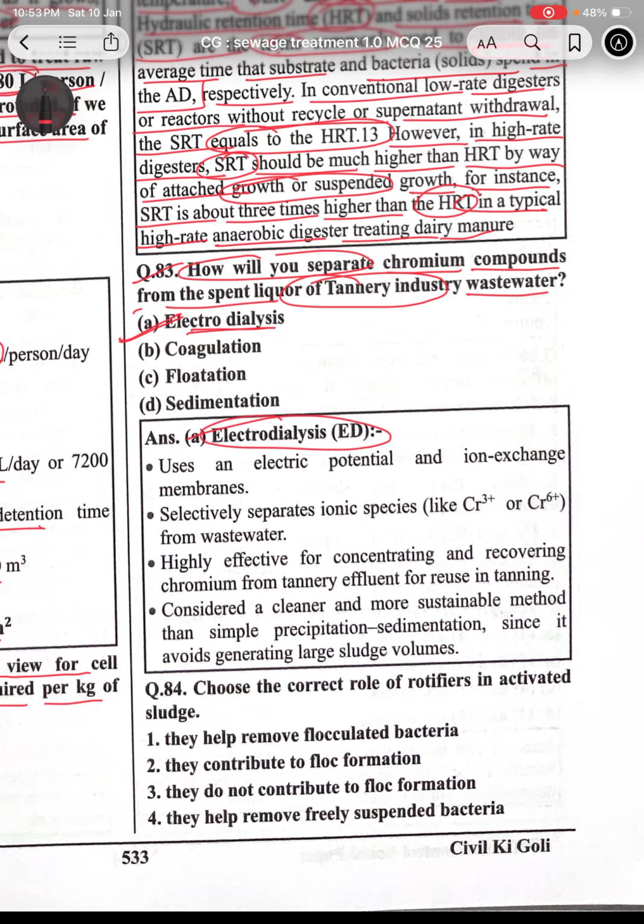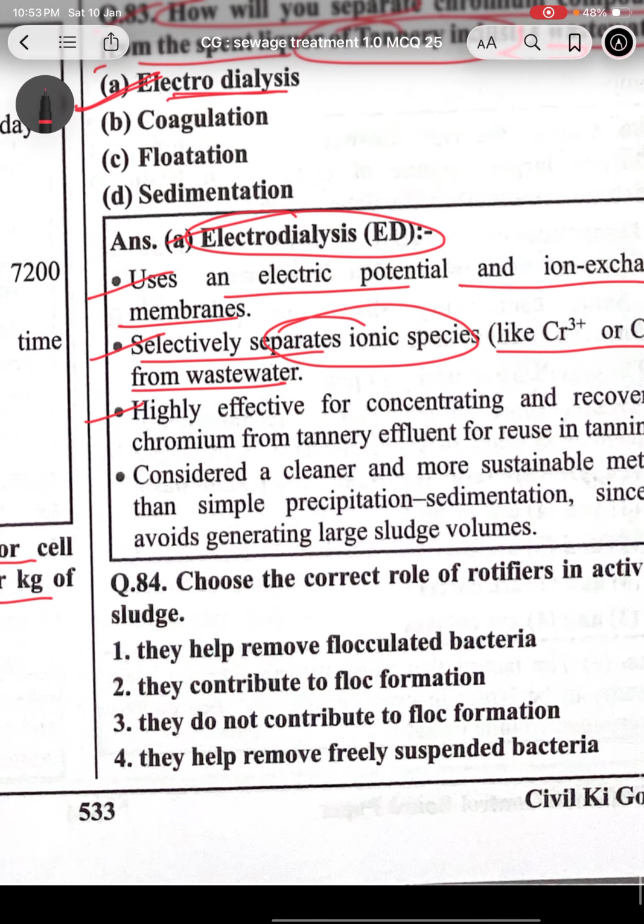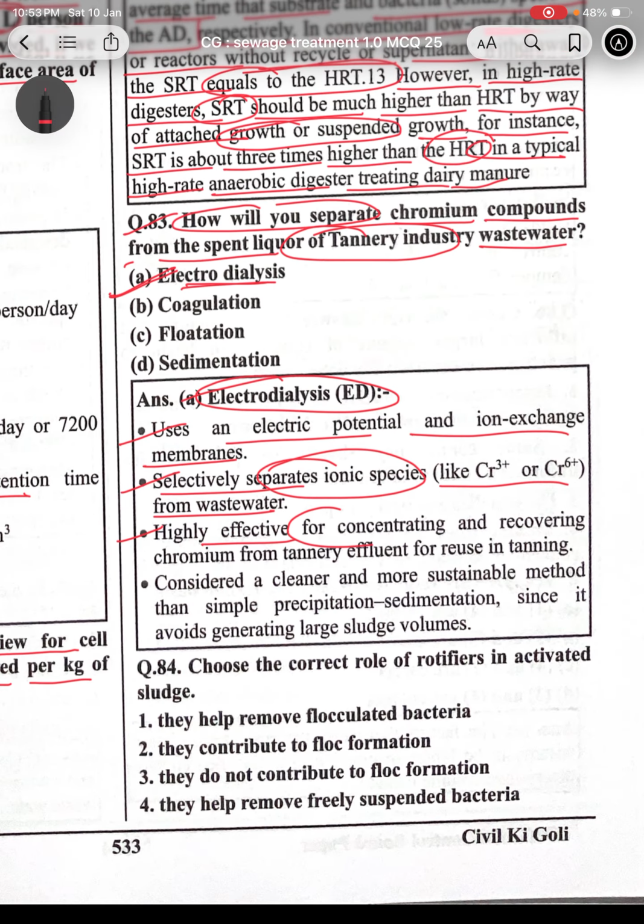Electrodialysis. Electrodialysis, ED, uses electric potential and ion exchange membranes to selectively separate ion species like Cr3 and Cr6 from the wastewater. It is highly effective for concentrating and recovering chromium from the tannery effluent for reuse in tanning. Consider it a cleaner, more sustainable method than simple precipitation and sedimentation, since it avoids generating large sludge volume.